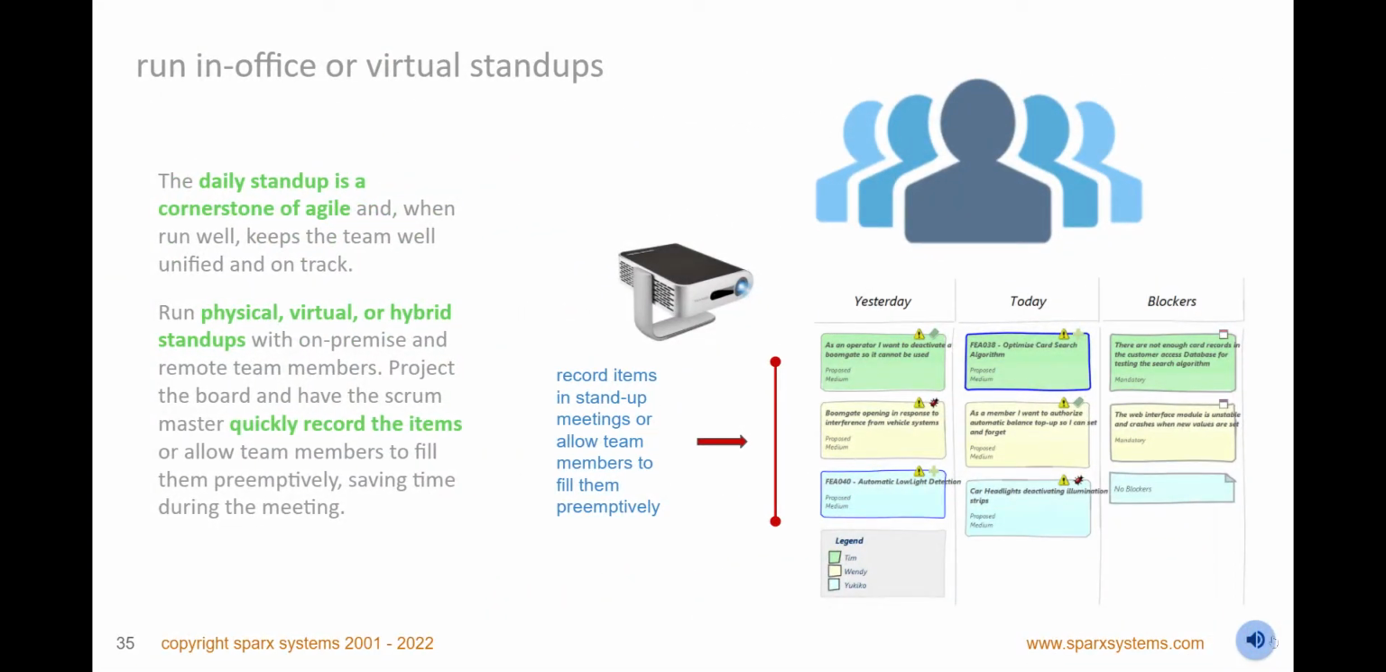The daily stand-up is a cornerstone of Agile, and when run well keeps the team well unified and on track. Run physical, virtual, or hybrid stand-ups with on-premise and remote team members using the team collaboration features built into the tool. Project the Kanban boards in physical stand-ups and share them for virtual meetings, and have the Scrum Master quickly record the items or allow team members to fill them preemptively, saving time during the session.